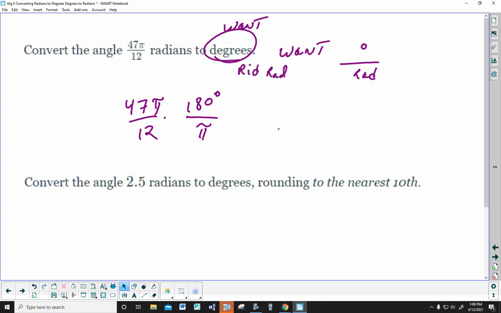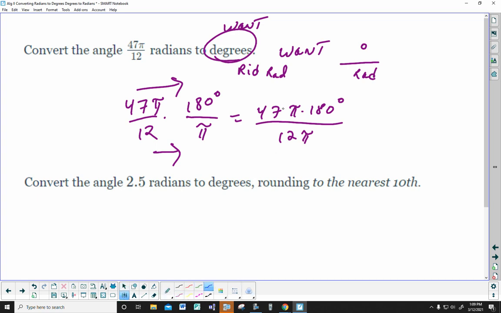Now as you know, when you multiply fractions, you go straight across. So that would be 47 pi times 180 degrees over 12 pi. And absolutely, as you know, something on the top and the bottom when you're multiplying can cancel out. So the pi's cancel out. I could have canceled them back here.